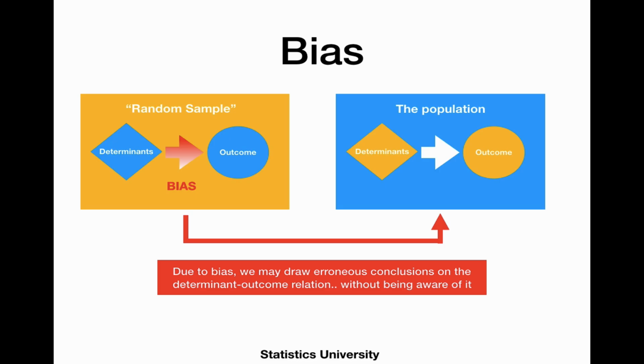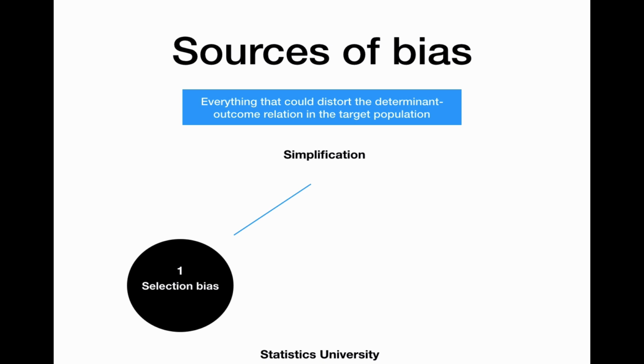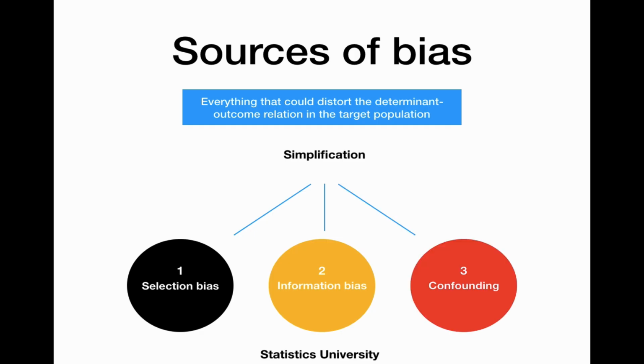And due to bias, we may draw erroneous conclusions on the determinant outcome relation in the population through our parameter estimations in our random sample without even being aware of it. In essence, everything that could distort this determinant outcome relationship in the target population is a source of bias. But we can simplify it by subdividing sources of bias into 3 categories. The first category is selection bias, the second category is information bias, and the third category is confounding. And we will discuss these types of bias sources in detail now.